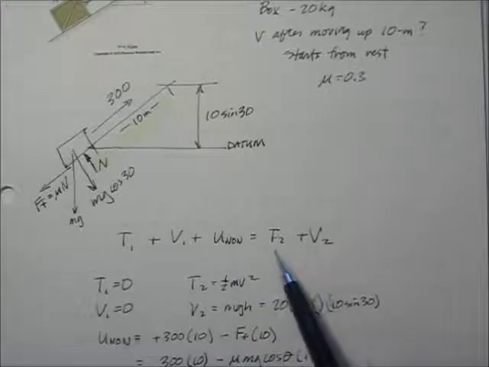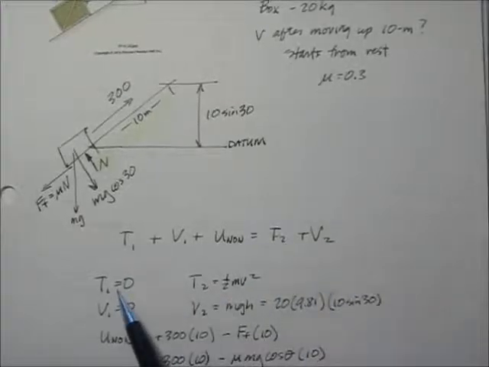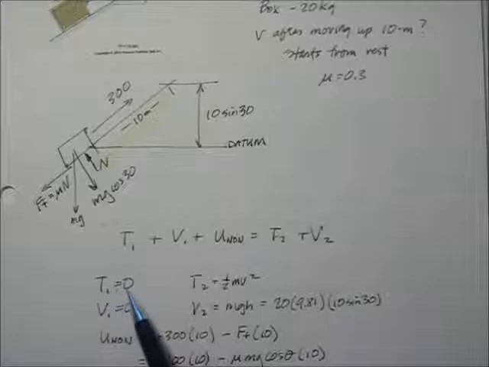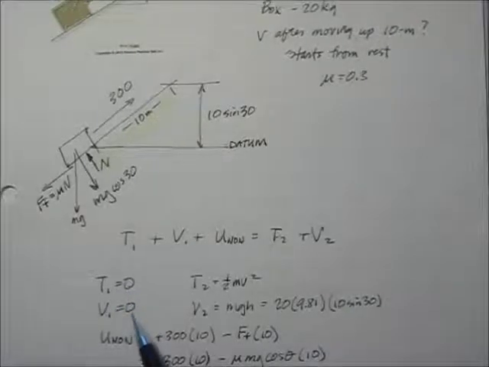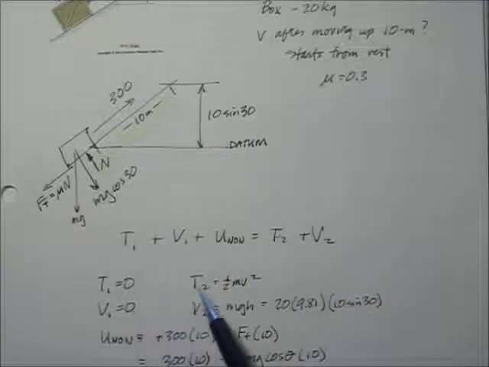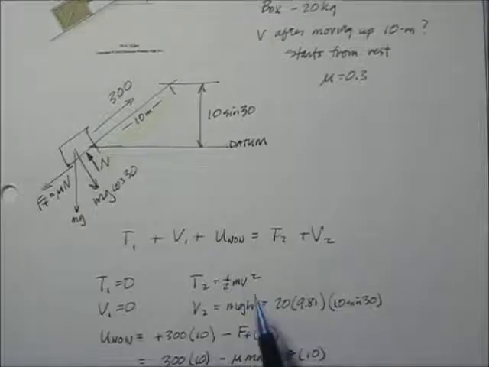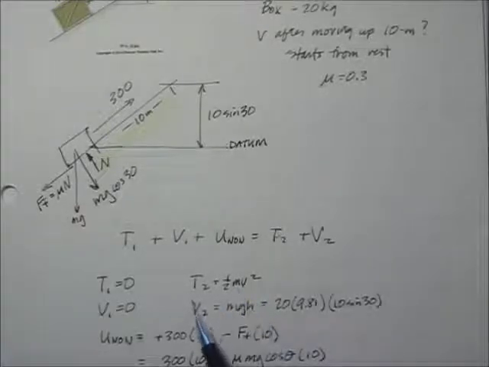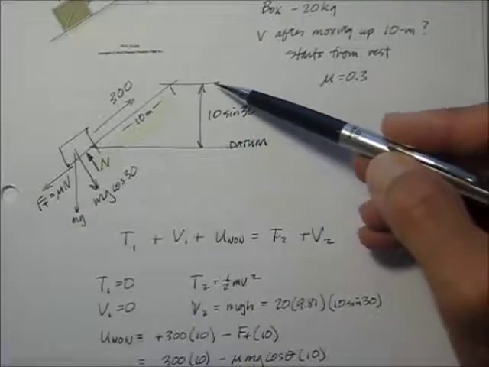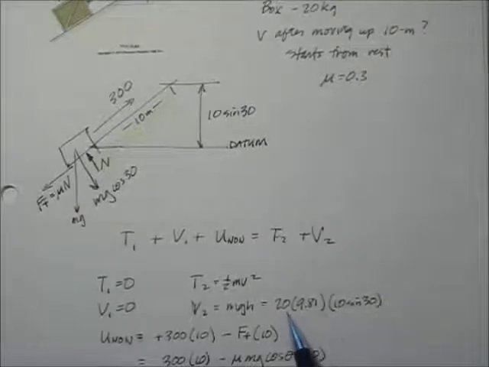Let's write our energy equation: T1 plus V1 plus U naught is equal to T2 plus V2. Again, I'm starting at rest, so I don't have any 1/2 mv squared. I'm starting with my datum at 0, so my beginning potential energy is 0. My ending kinetic energy will be 1/2 mv squared, and that's what we're trying to solve for, my ending speed. My ending potential energy will be mgh, as we referred to before. Starting from here, moving up to here, I'll have an mgh, and I can calculate that straight up. I'm going to say that my mass is 20, my g is 9.81, and my height that I moved up is 10 sine 30.